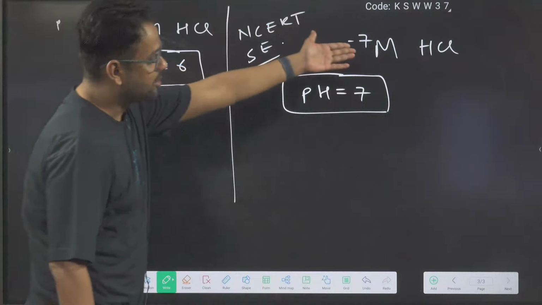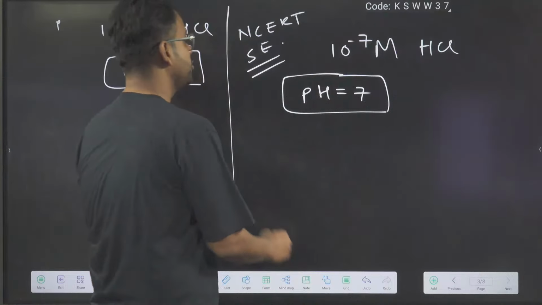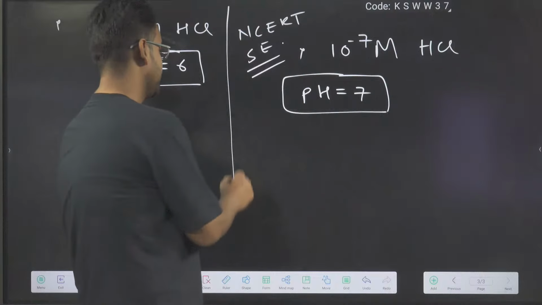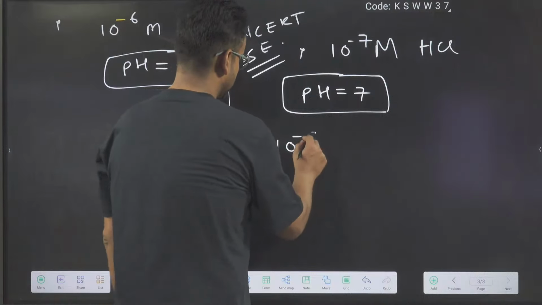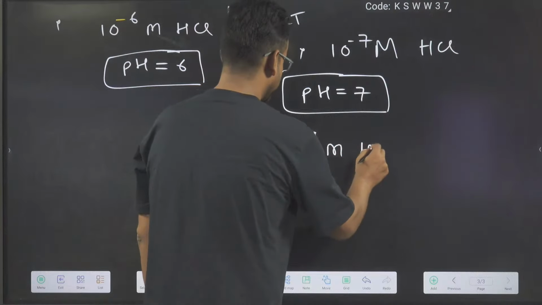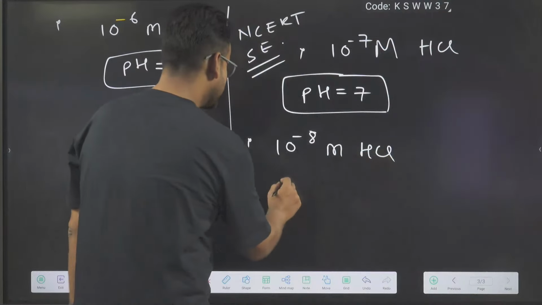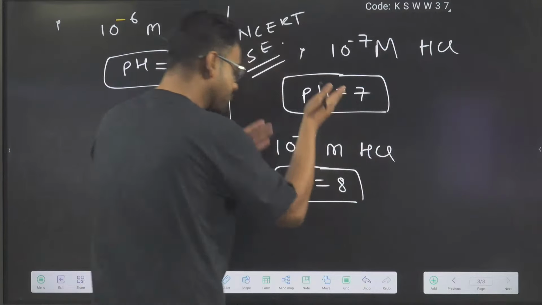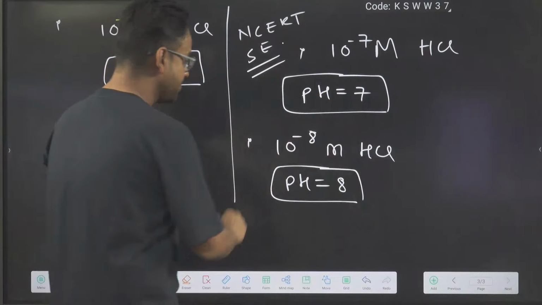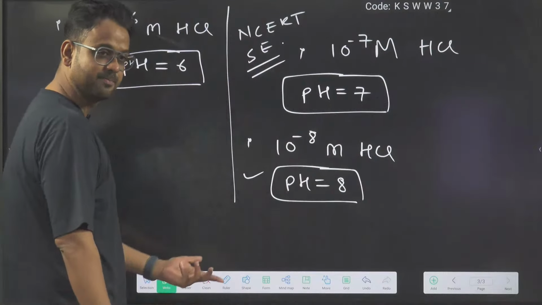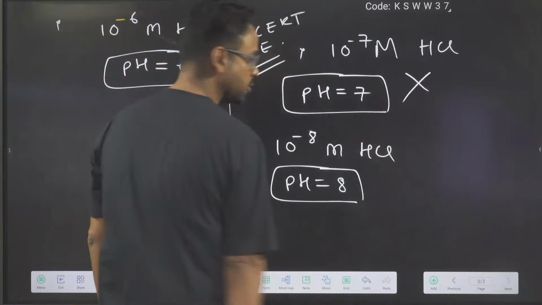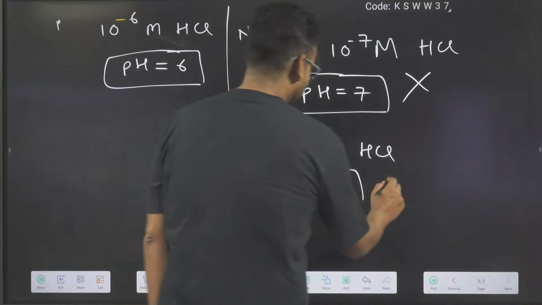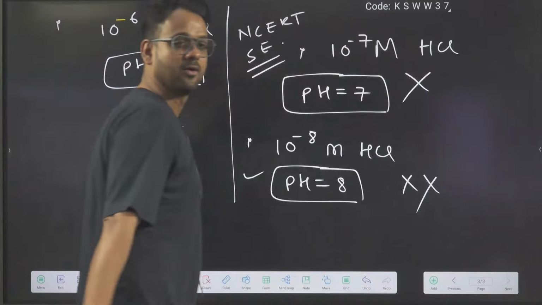How can it be neutral? This is an acidic solution. If you are saying that 10 to the power minus 7 molar HCl has pH 7, then you will not hesitate in saying that 10 to the power minus 8 molar HCl has pH equal to 8. You have put acid HCl and you are saying pH 8, which means a basic solution. So this answer is terribly wrong, and that answer is also terribly wrong.